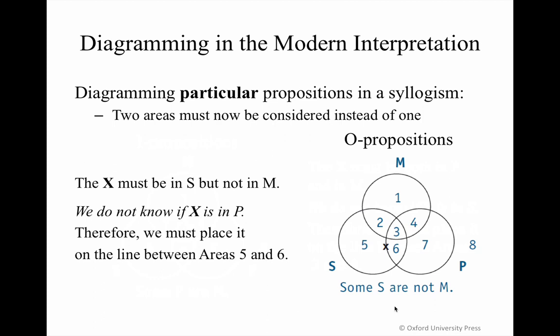For now, let's focus on the claim some S are not M. So what's the area where you want to put your X? You know what to do in an O proposition. An O proposition is diagrammed with an X in the area of S outside of M. But is the area of S outside of M inside or outside of the P overlap? In other words, does the X go in area 5 or area 6? Since the premise by itself doesn't tell us that, we put the X on the line.